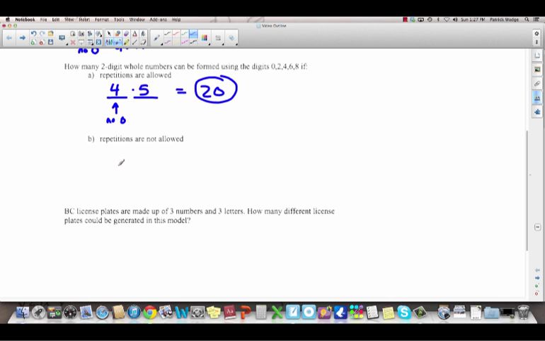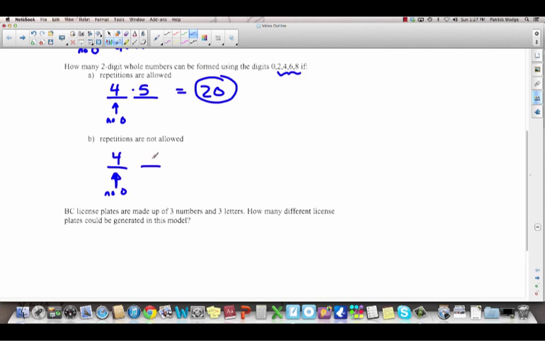How about if repetitions are not allowed? Okay, well, again, in that first spot, you can't have a 0. So there's 4 different ones that you could use. The 2, the 4, the 6, or the 8. How about in the second spot? Repetitions are not allowed. So you already have picked one number to go in the first spot. Remember, this doesn't mean the first number is a 4. This means you've picked one of these 4 numbers.